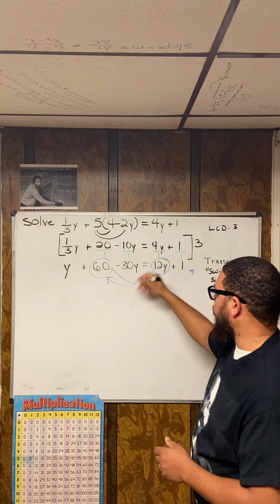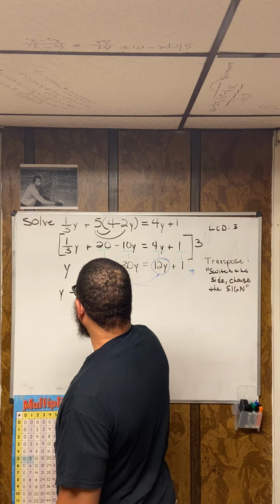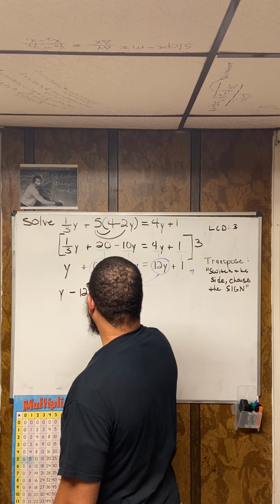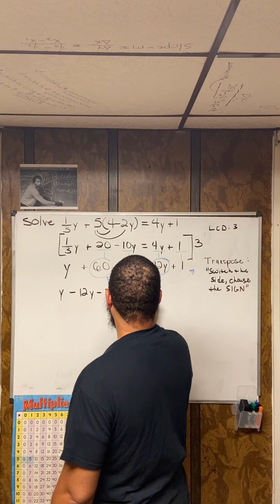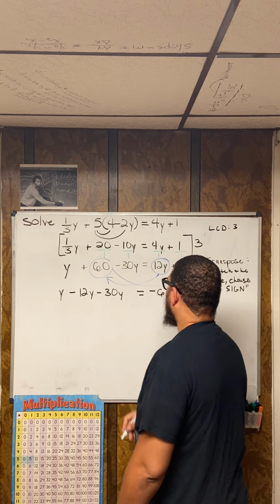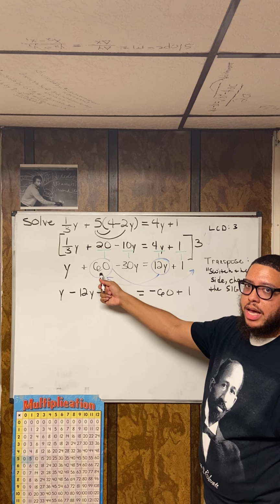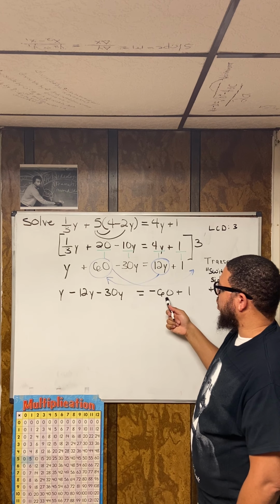So now when I write it over, look what's going to happen. I'm going to have y minus 12y minus 30y is equal to negative 60 plus 1. Now look what happened here. This 60 used to be on the left side. Now where's the 60? It's on the right side.